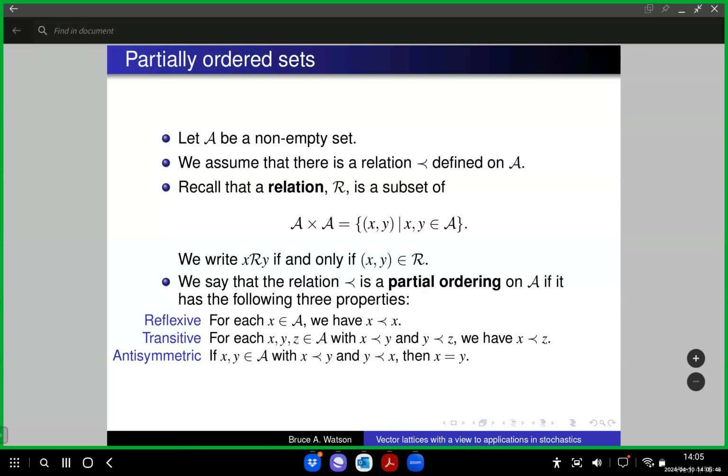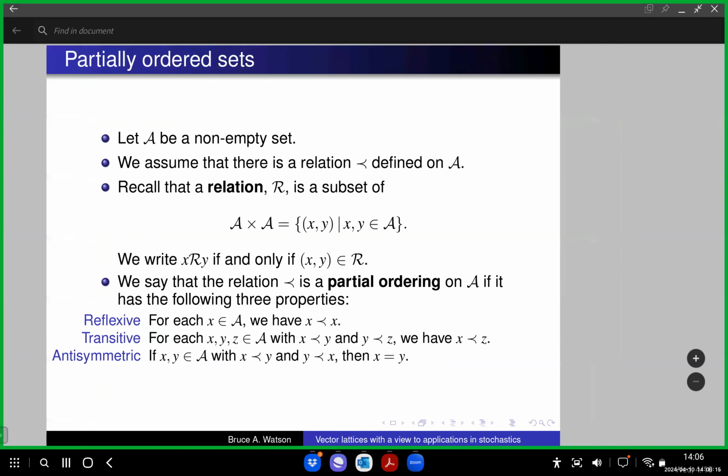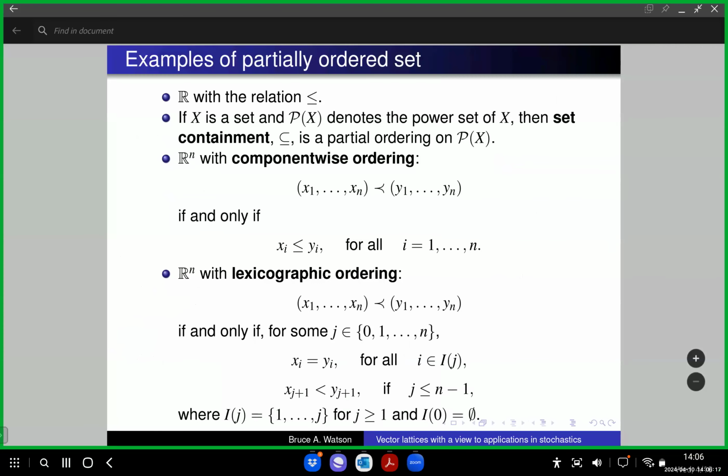Those people who know what an equivalence relation is will know that a partial ordering is very similar to an equivalence relation. The first two properties are the same, and we don't have the antisymmetric relation. Instead, we have a symmetry type relation. But we're interested in partial orderings here. And let's look at a stock of examples of these.